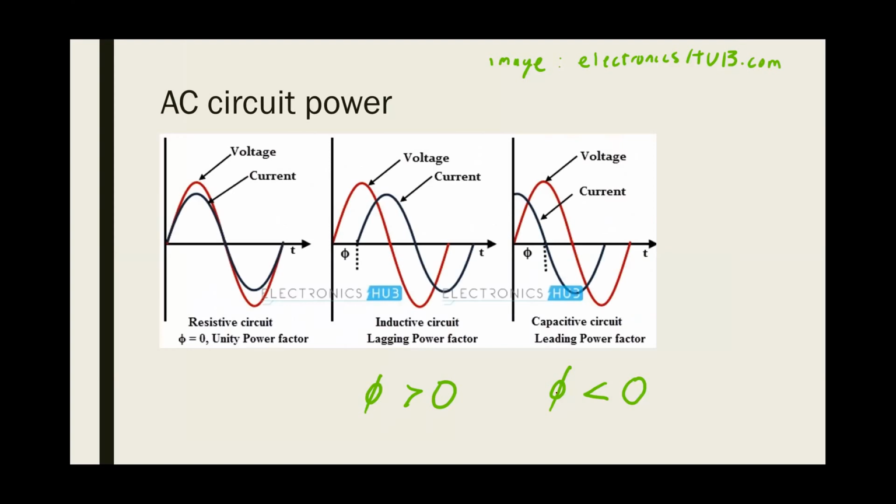So with this definition of phase, this is what my leading and lagging phases look like. When I talk about a lagging phase, it's like a circuit that has inductors in it, so that would be a phase greater than 0. If I have a phase that's less than 0, then that's the voltage leading the current, so that would be something like a circuit that has mostly capacitors in it.